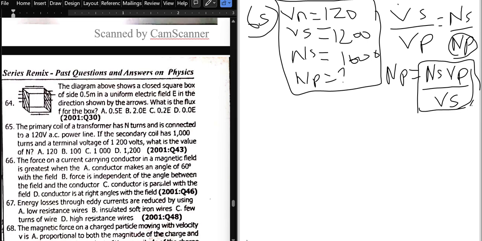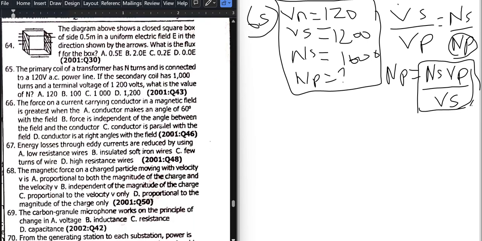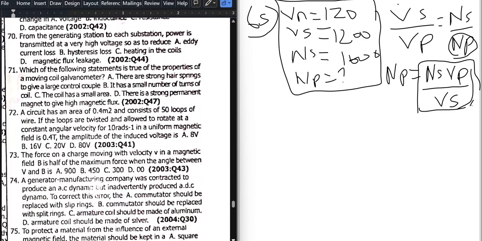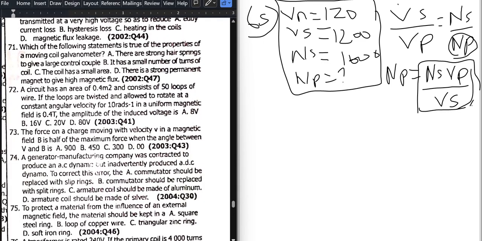Next number should be 72. Let's go straight there. 72 says a circuit has an area of 0.4 square meters and consists of 50 loops of wire. If the loops are twisted and allowed to rotate at a constant angular velocity of 10 rad/s in a uniform magnetic field of 0.4 T, the amplitude of the induced voltage is what? So we are looking for the maximum EMF.